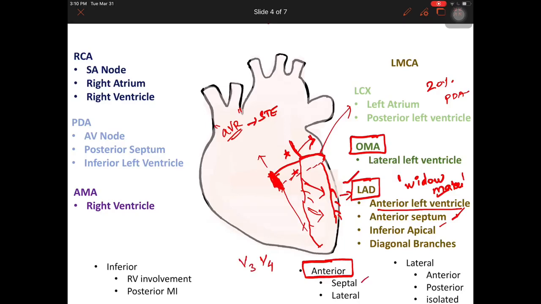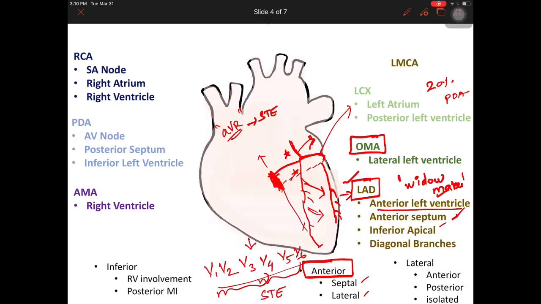If the septal artery is also involved, then V1, V2 also might show ST segment elevation. If the lateral diagonal branches are also blocked, then V5, V6 will also show it, and the entire chest leads will show ST segment elevation. So this is pure anterior, and if these two are involved, it's called anterior septal.